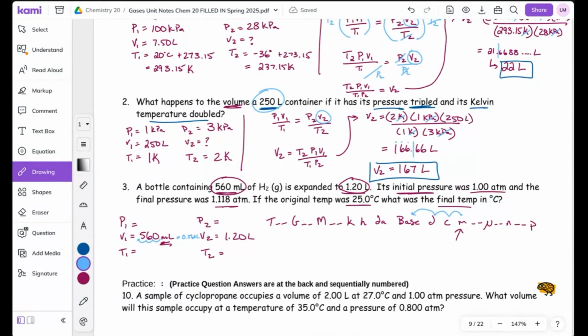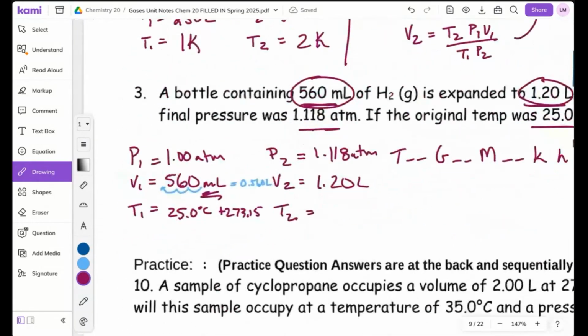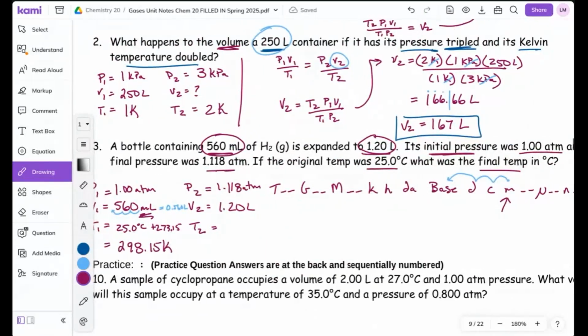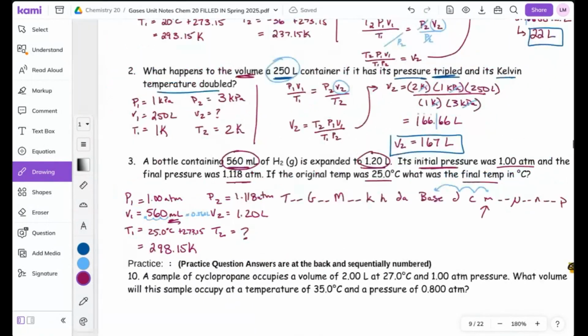Okay, now moving on to pressure. So initial pressure, 1 atmosphere. Final pressure, 1.118 atmosphere. Original temperature, so T1, that's going to be 25 degrees Celsius, which I'm going to work on converting into Kelvin. So that's going to be 298.15 Kelvin. And then we're looking for the final temperature.